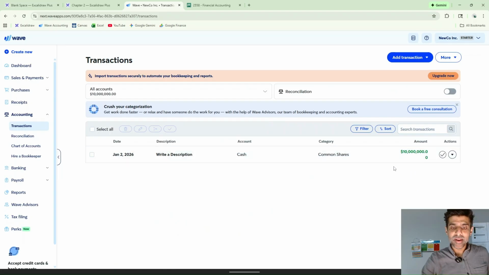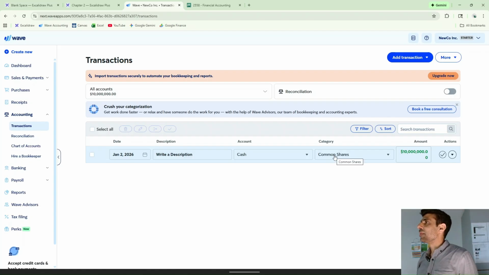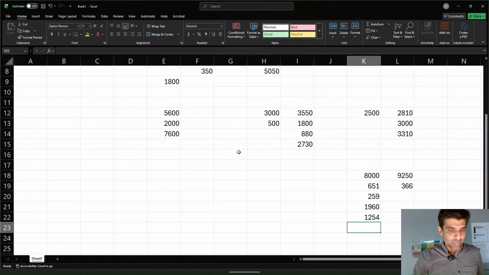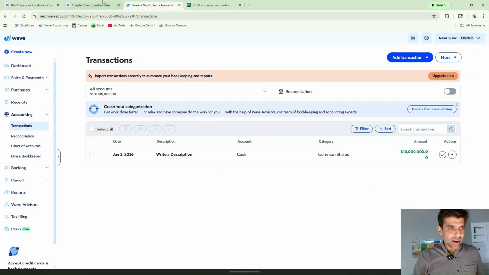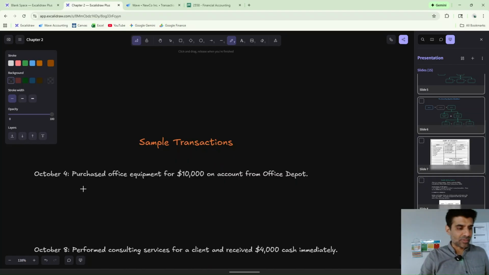I already have one transaction here where I receive cash for common stock. So you can say this is the first transaction of the company. Now let's see what happens as I do different transactions. On October 4th, I purchased office equipment for $10,000 on account from Office Depot.